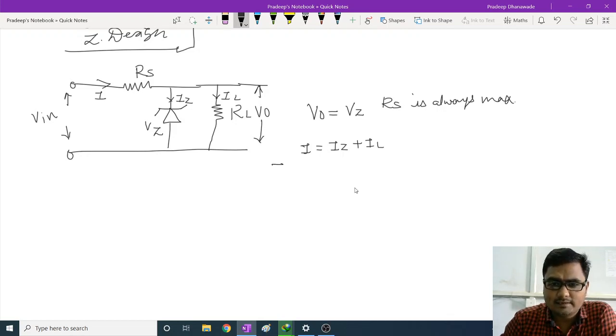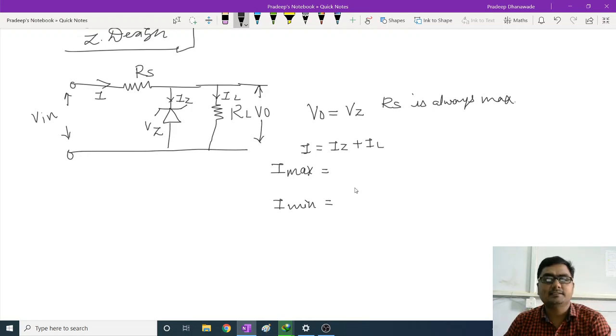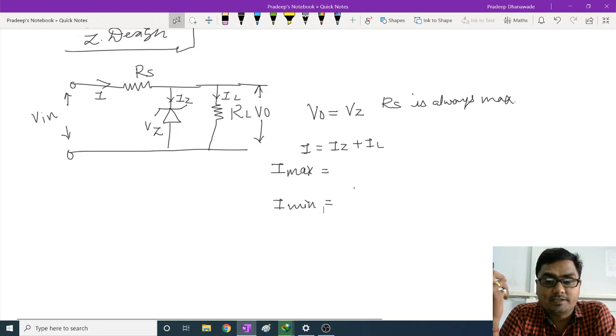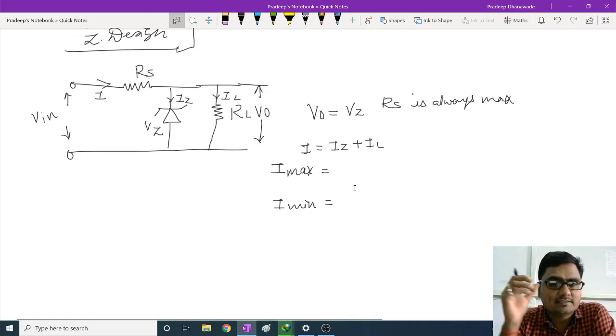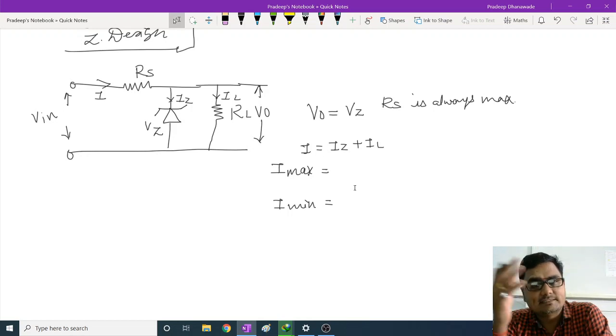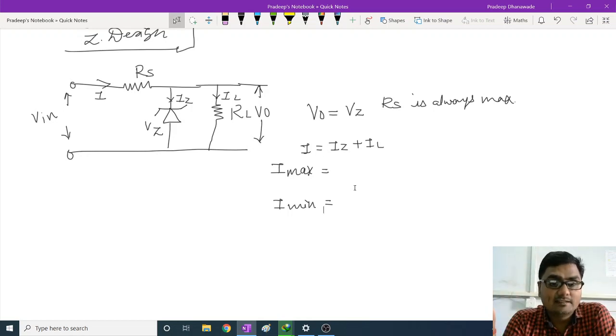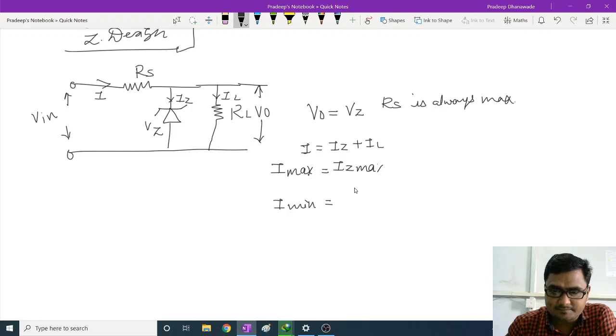Now, I maximum is equal to something, and I minimum is equal to something; that's what I'm interested in. We have checked the operation. What the operation says is that if the current I is increasing, the increased current in the circuit is absorbed by the Zener. It means if I increase, IZ also increases. So if I is maximum, then IZ must be maximum, and when I is minimum, then IZ must be minimum.